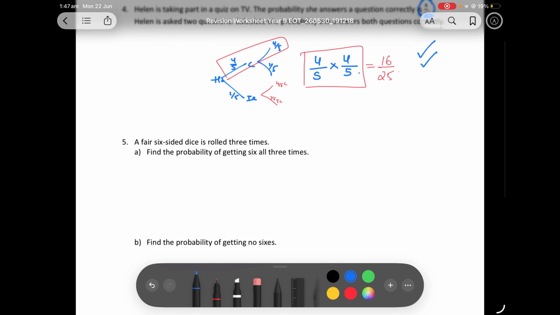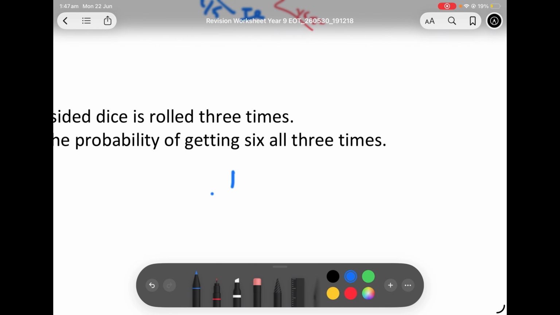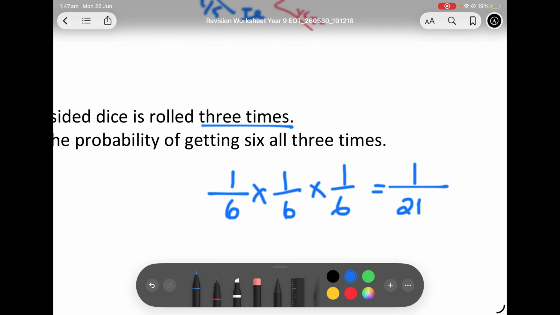Next question. A fair 6-sided dice is rolled 3 times. Find the probability of getting a 6 all 3 times. What is the probability of getting a 6? It is 1 over 6 for a dice, right? And you are going to get it 3 times, one after the other. So whenever we are talking about one after the other, it is going to be 1 by 6 times 1 by 6 times 1 by 6, and that turns out to be 1 over 216.